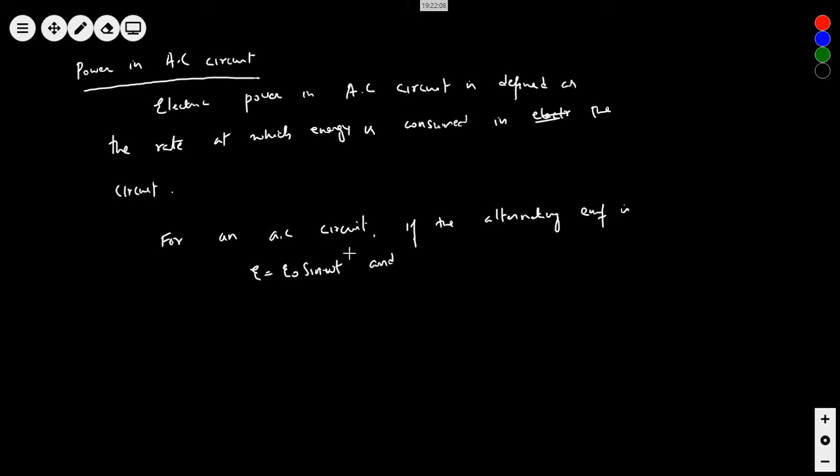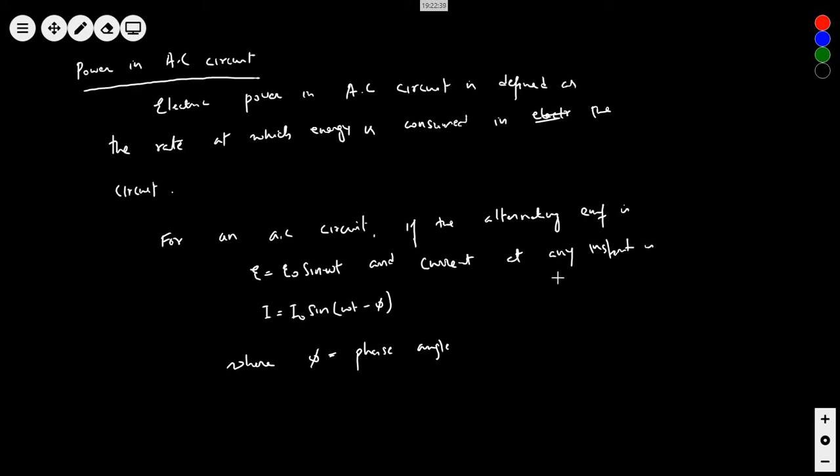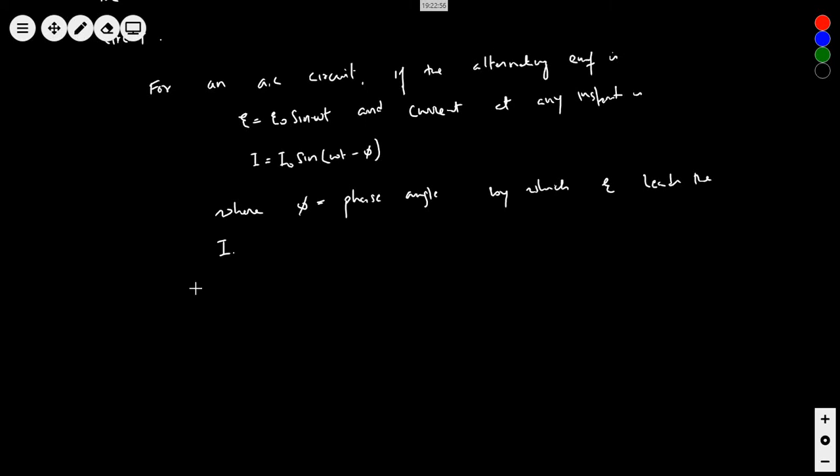and the current at any instant is I equals I naught sine omega t minus phi, where phi is the phase difference, the phase angle, by which E, the voltage, leads the current I. So electric power will be defined as E into I. So the instantaneous values are E naught sine omega t and I naught sine omega t minus phi.